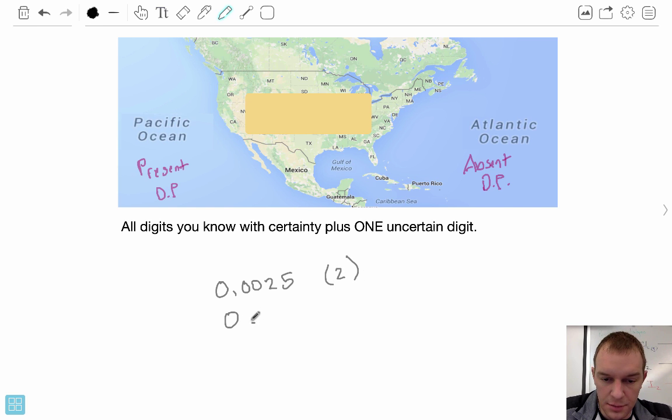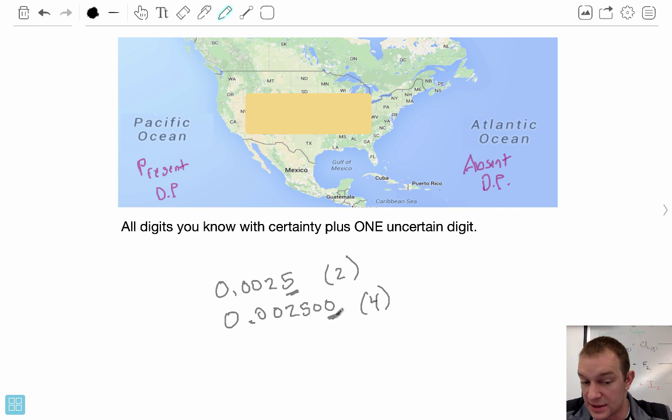How about 0.002500? It might look like that's the same value, except that when we start with our first non-zero on the Pacific side, which is the 2, we count 1, 2, 3, 4, so 4 significant figures. So what's the difference? In the first number, that 5 is your estimated digit, and in this number, the 0 is your estimated digit, which means you have a much more precise instrument.